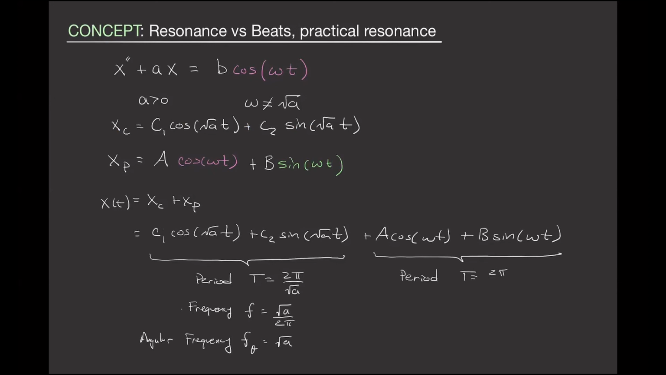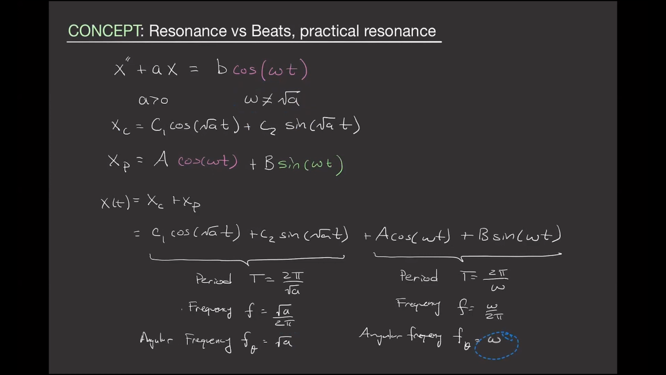You have 2 pi over omega. The frequency is omega over 2 pi. And then the angular frequency is just omega. Now these are different. We said that omega is not equal to square root of a. So square root of 8 here, omega different. I'm actually going to bring up a different screen so we can see this in Desmos.